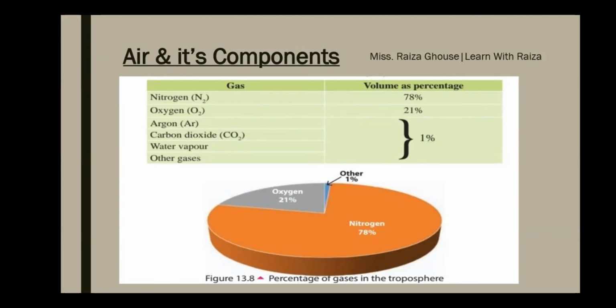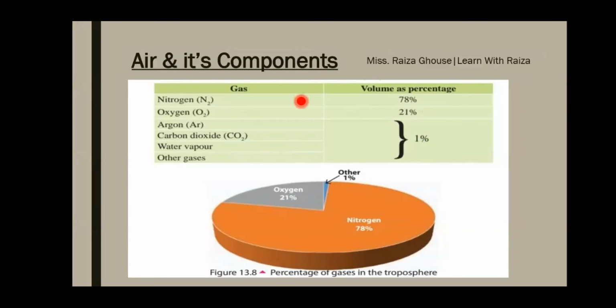Now let's see what the components of the troposphere are. What are the gases present? Remember these gases: nitrogen, oxygen, argon, carbon dioxide, water vapor and other gases. They have given only three percentages, so it is easy for you to remember. Nitrogen 78%, oxygen 21%, and argon, carbon dioxide, water vapor and other gases.